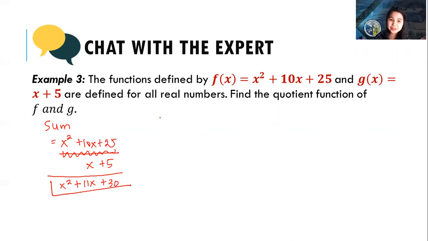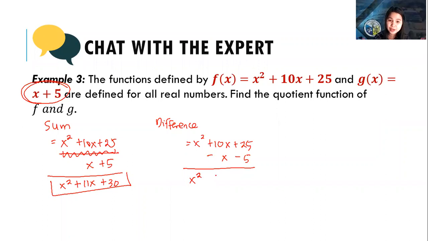How about the difference? For the difference, we have x squared plus 10x plus 25. Then minus, I just need to change the sign on the second one. It's negative x minus 5. So our difference function is x squared plus 9x plus 20.